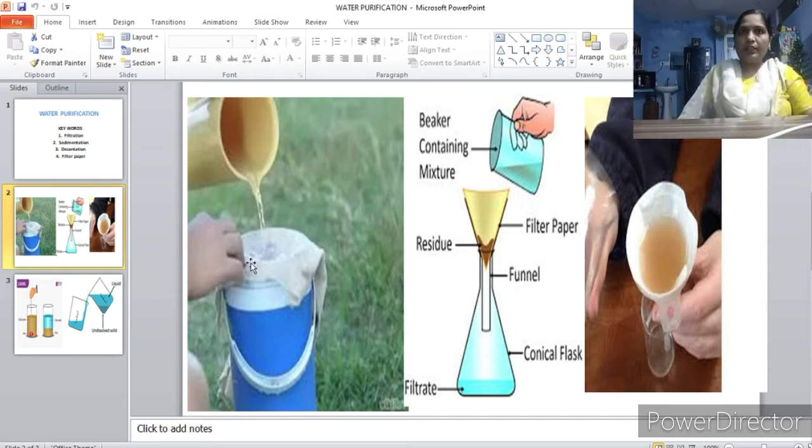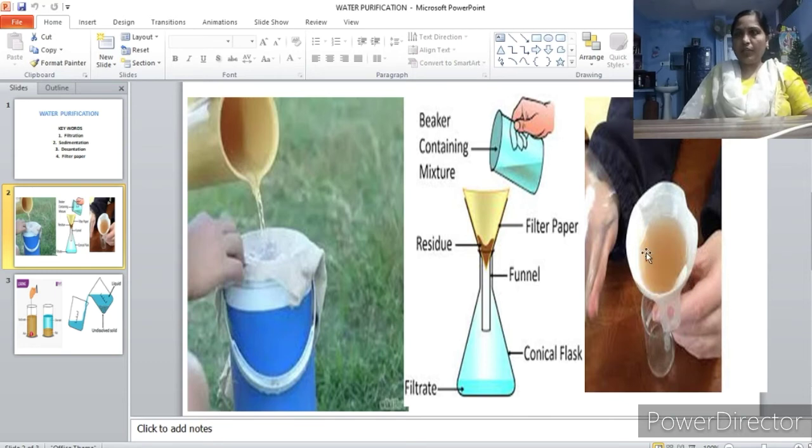In this mug, you made your dirty water and you are going to filter that water. The process which you are doing with cotton cloth is known as filtration. Make this cotton cloth like a funnel shape. How to make the funnel is given in your textbook.